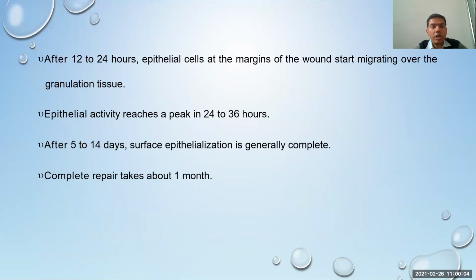After 12 to 24 hours, epithelial cells at the margins of the wound start to migrate towards the granulation tissue. The epithelial activity reaches its peak in 24 to 36 hours. After 5 to 14 days, surface epithelialization is generally complete, in about 2 weeks' time. And complete repair of all the tissues, all the connective tissue and everything, takes about 1 month.